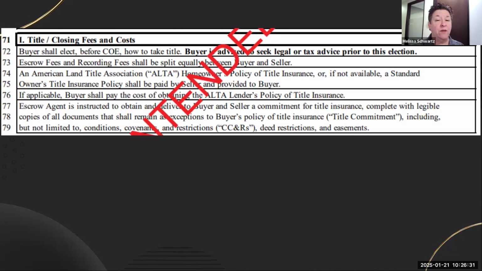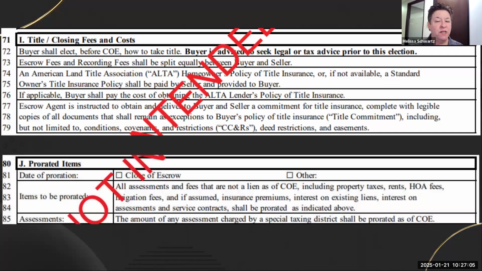Buyer has to state, prior to taking title, they're advised to seek legal or tax advice. We have several of these in the AAR contract, right? ALTA homeowner policy, title insurance, if not available, standard owner's policy. Buyer is to pay the cost of obtaining the lender's policy. No change, just spelling those out. I think they're already in ours, it's just kind of buried. Escrow agent is instructed to obtain the information on the title commitment, the CC&Rs, deed restrictions and easements.